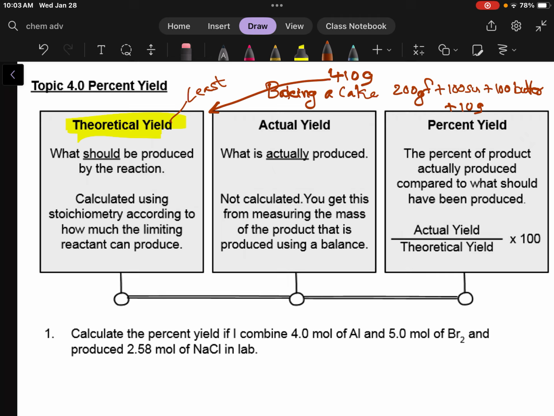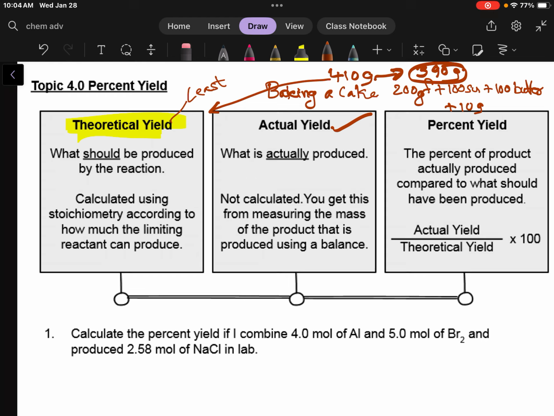But when you make it, we know that some of the batter will stick on the vessel you are using, some of it may be spilled, and the cake will always weigh a little bit lesser, based on how good a cook you are, or how skilled you are. So you baked that cake and your mom weighed it and it is only 390 gram. That is called actual yield.